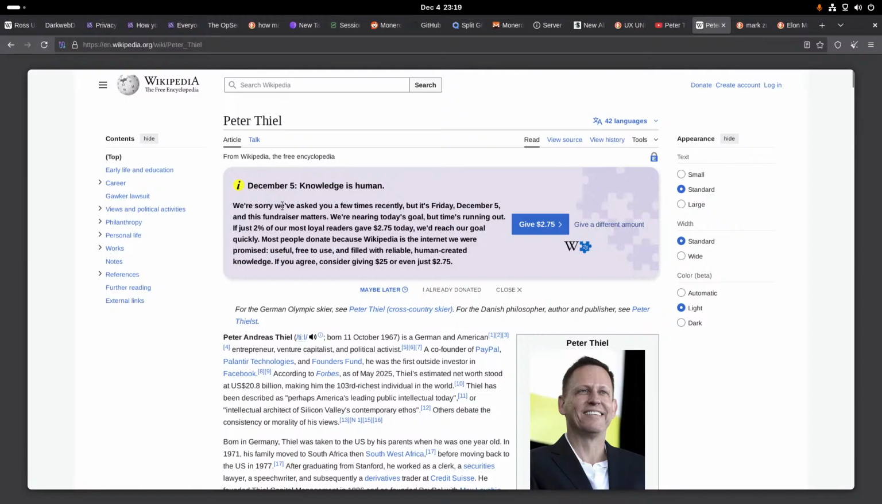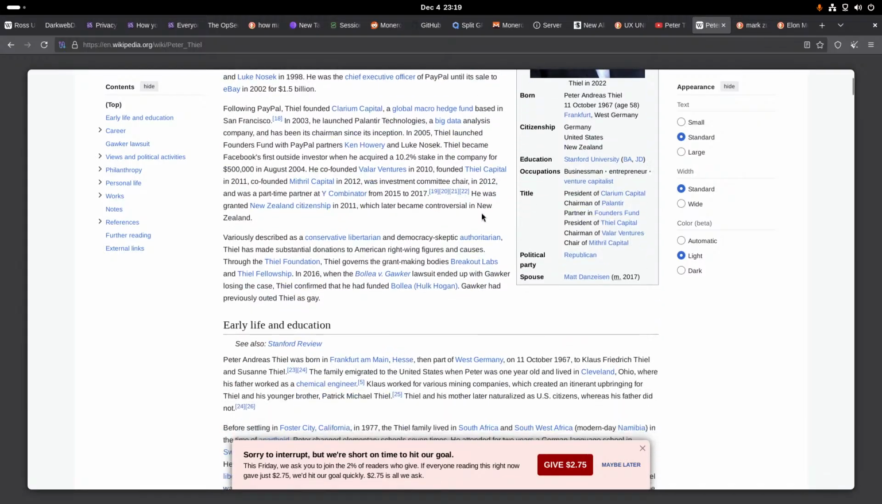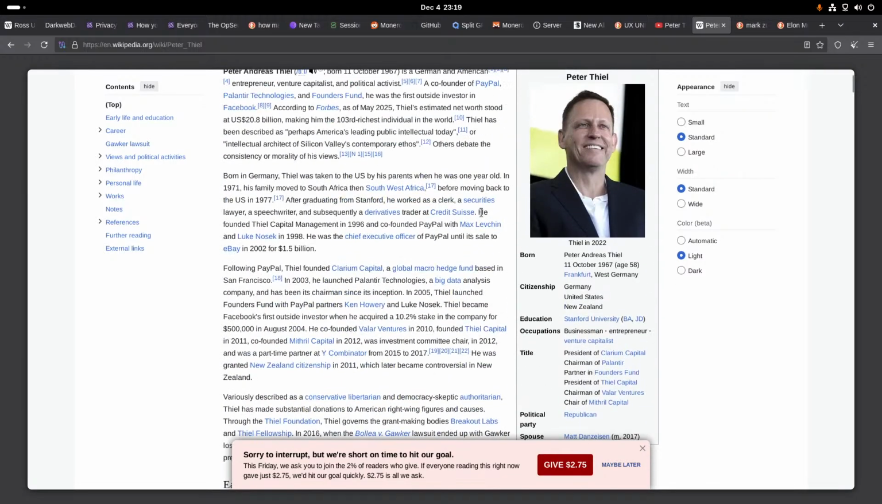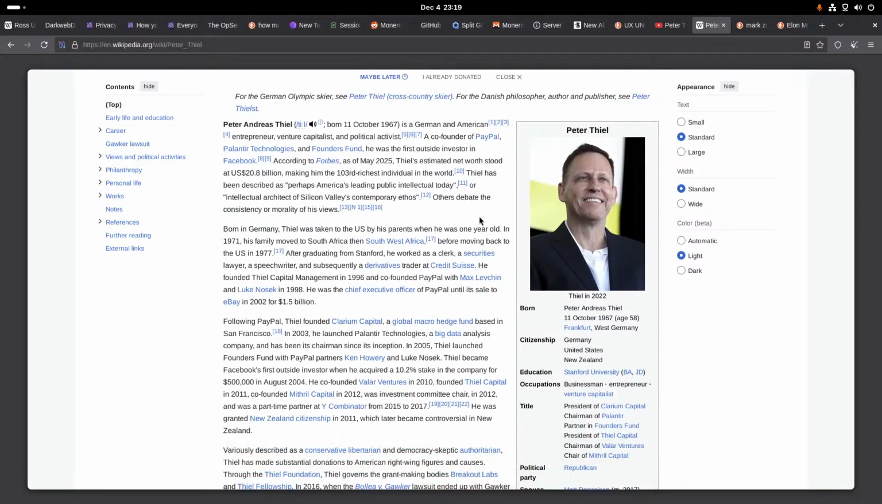The PayPal mafia. So you just invested in PayPal? Peter Thiel, a German-American entrepreneur, venture capitalist, and political activist, a co-founder of PayPal, Palantir Technologies and Founders Fund, was the first outsider investor in Facebook. According to Forbes, May 2025, Thiel's net worth was $20 billion. Okay.